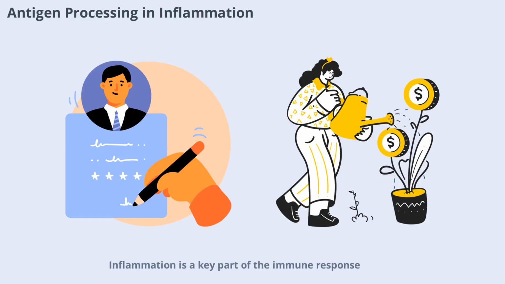Inflammation is a key part of the immune response, and antigen processing plays a central role. During inflammation, antigen-presenting cells are recruited to the site of infection or injury, where they process and present antigens to T cells. This amplifies the immune response and helps eliminate the cause of inflammation.